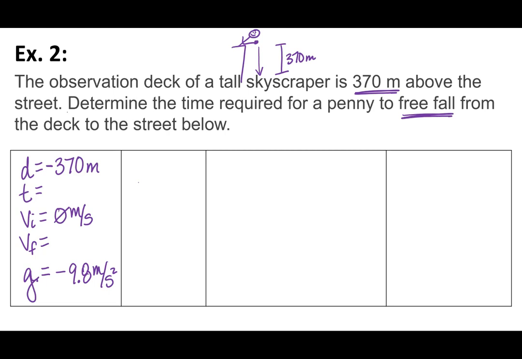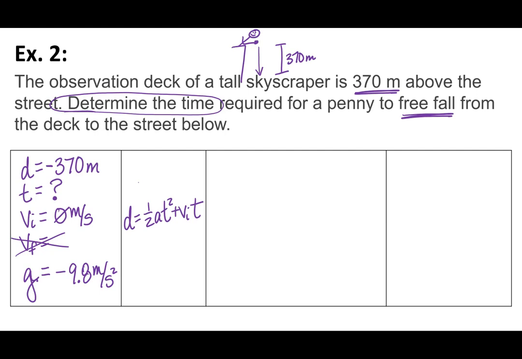And let's see, what are we looking for? Oh, determine the time. All right, so this is our question mark. So what are we going to mark off? We're going to mark off that VF again. Well, there was one equation that dealt with this if there was no VF, and that's that d equals 1/2 at squared equation.